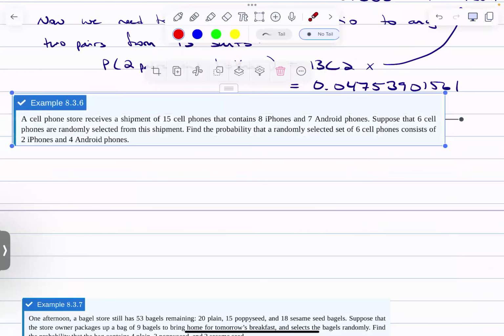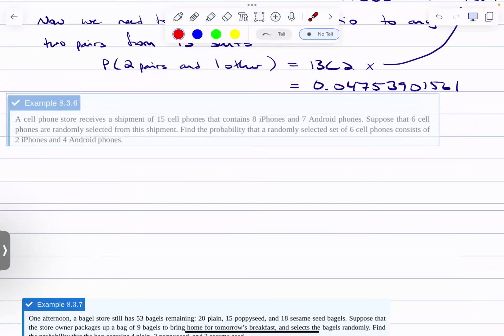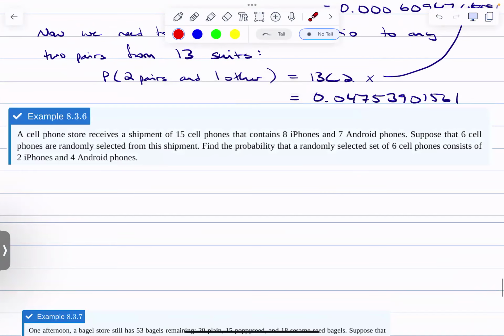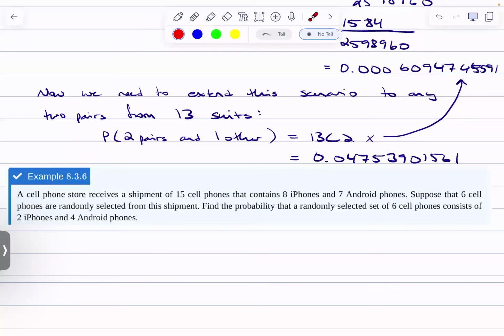And then for some reason, we go back to what I would consider a way more reasonable problem. A cell phone store receives a shipment of 15 cell phones that contains 8 iPhones and 7 Android phones. Suppose that 6 cell phones are randomly selected from this shipment. Find the probability that a randomly selected set of 6 cell phones consists of 2 iPhones and 4 Android phones.